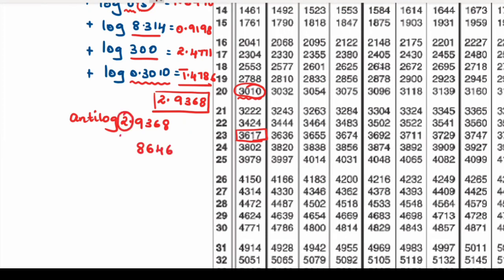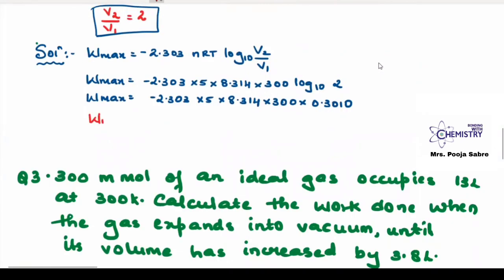Now for the characteristic 2, you need to simply use the formula n plus 1. That means 2 plus 1 is equal to 3. So after the third digit, I will be putting the decimal point. So my answer will be 864.6. So I'll write down the answer. W max is equal to minus 864.6 joules. So this is my final answer.